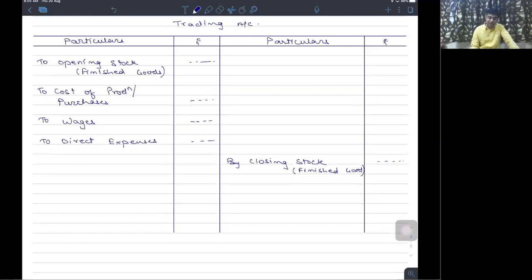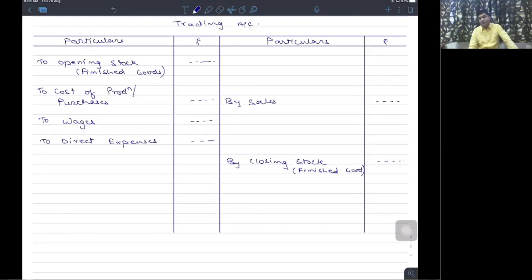Understand a point further. Trading account is also a nominal account. And because the trading account is also a nominal account, whatever are the goods sold becomes the income. All the incomes are credited to the nominal account or not. Therefore, on the credit side, by sales.